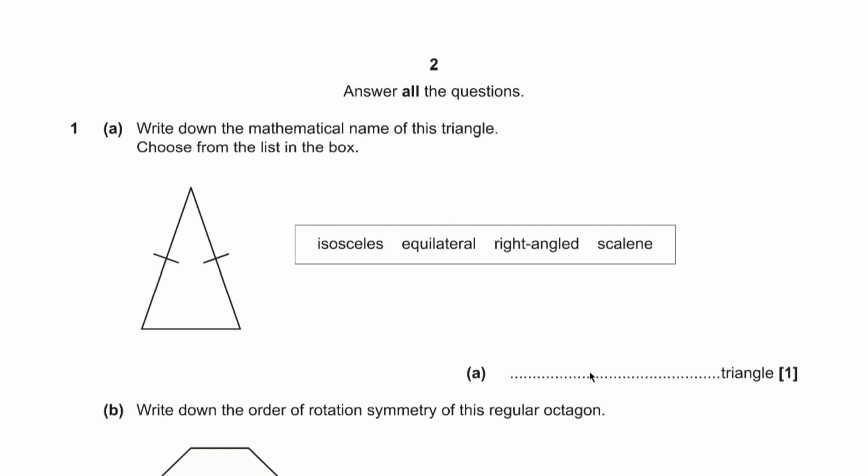Question number 1, Part A. Write down the mathematical name of this triangle. Choose from the list in the box. Here we have two sides of equal length and therefore we have an isosceles triangle.